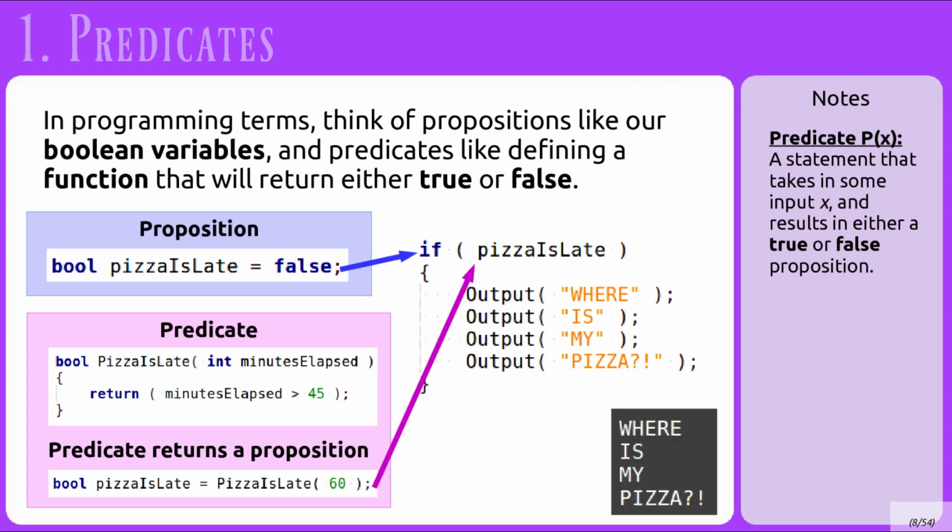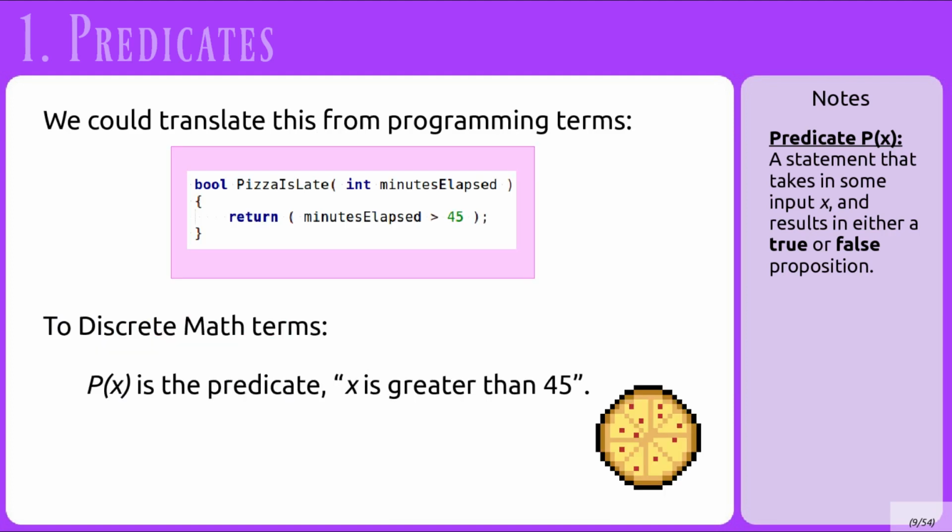If we just want to state the pizza is not late, we can use a proposition. But for a predicate, it would be more like saying, if it's been more than 45 minutes, then yes, the pizza is late. If we were writing this more in discrete math terms, we could write something like, P of x is the predicate x is greater than 45, and that would return true or false based on what is passed into P of x in place of x.